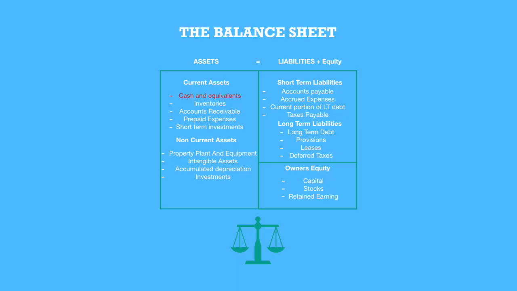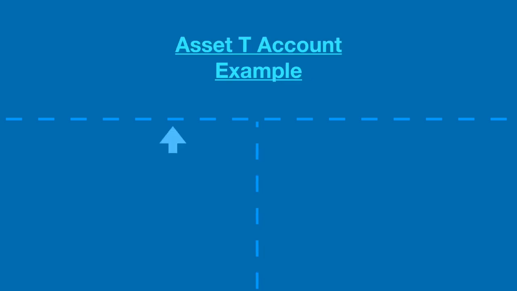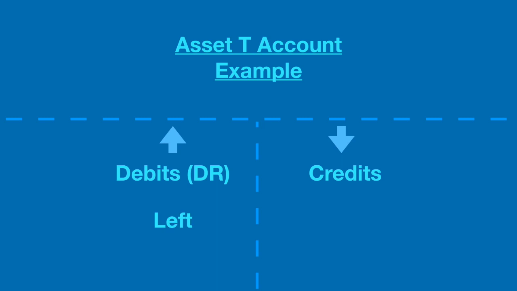Items in the balance sheet like cash, inventory, supplies, and equity are separated into accounts called T accounts and can only go up or down. Transactions are recorded in a T account as a debit or a credit. Nowadays, debit, DR, just means left, and credit, CR, means right. Left is an increase and right is a decrease.